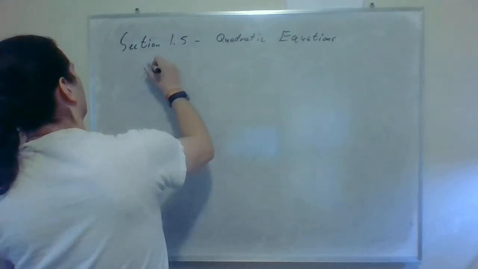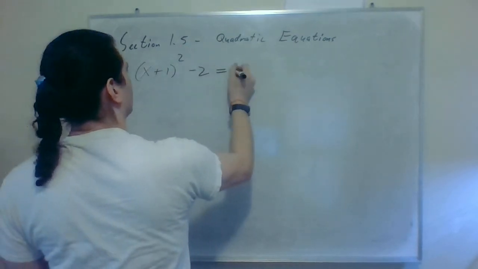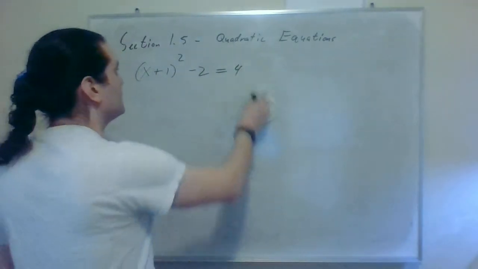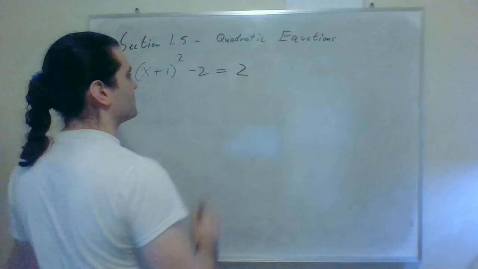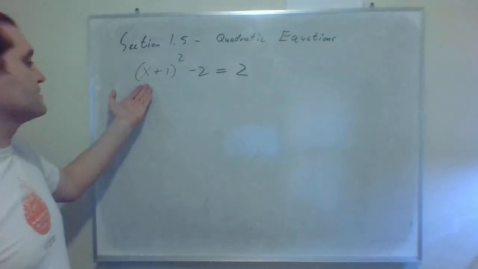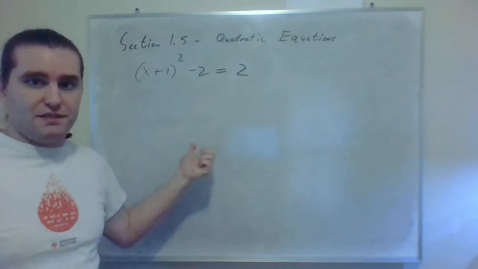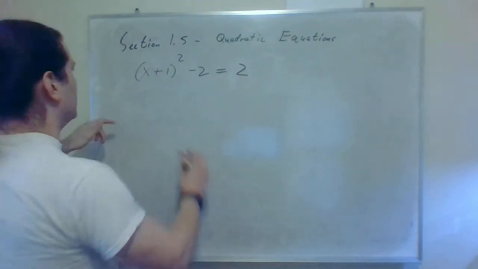Sometimes we'll get quadratic equations that look like this. Sorry, not 4, 2. Sometimes you get quadratic equations like this. And before I do the other technique here, I want to just do the basic technique so that we can see what that looks like.